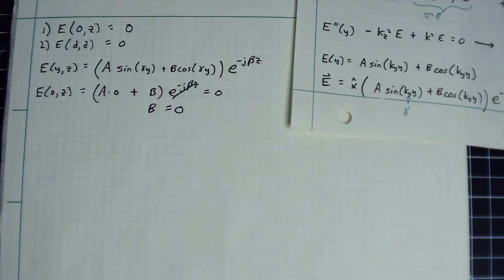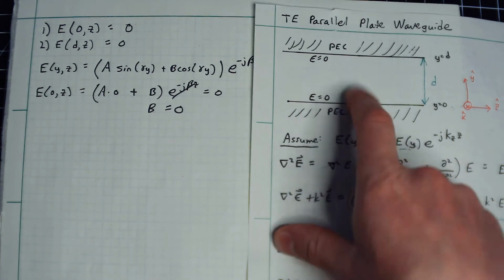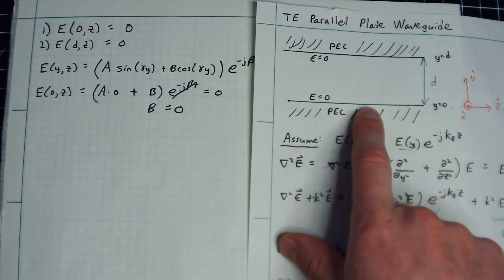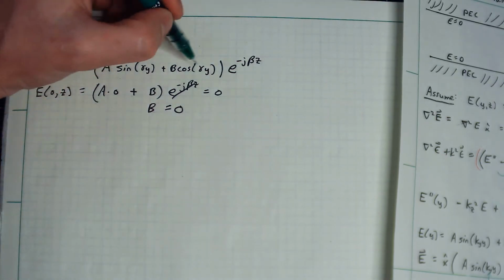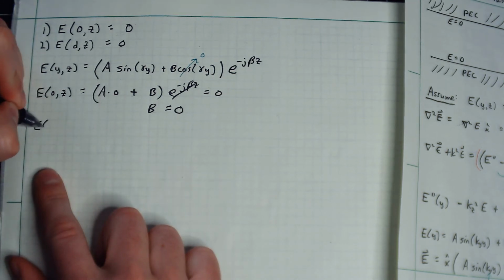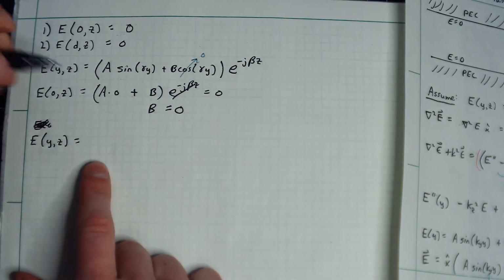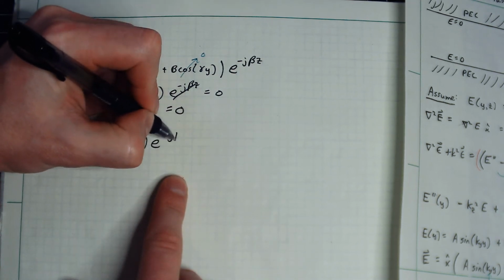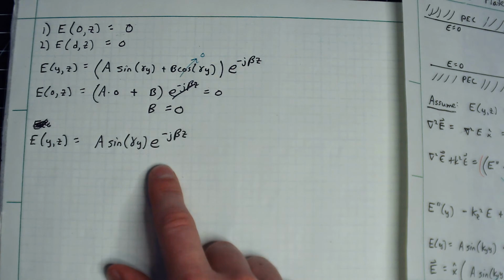I'm not allowed to have this cosine dependence, because that would imply an electric field starting at the maximum here and then changing away from the plate here. Whereas the sine starts at 0 at this point here. So I'm allowed to have a sinusoidal bit here, but not a cosine. So immediately that means this guy disappears, and I am now left with the following. E of y comma z is equal to a sine gamma y e to the minus j beta z. So my first boundary condition threw away the cosine, and now this is what we have left over.